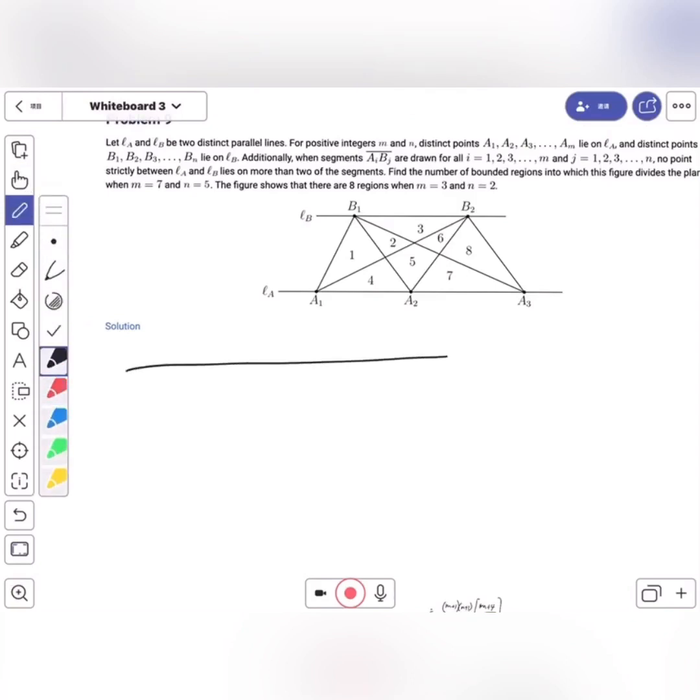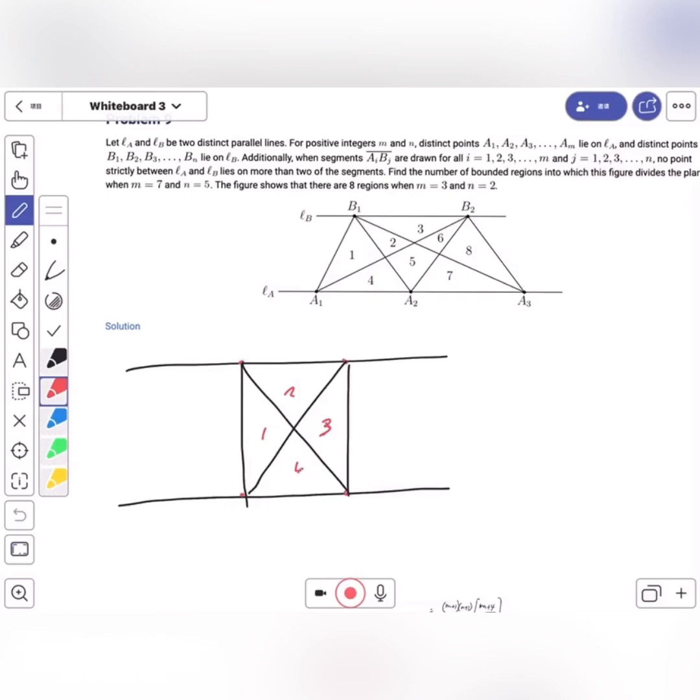So let's start with the two lines. What is the case when m is equal to 3 and n is equal to 3? Excuse me, let me just make my line. Now when n is equal to 2 and m is equal to 2, the 4 lines are just going to be these. And this clearly bounds just 4 regions: 1, 2, 4.